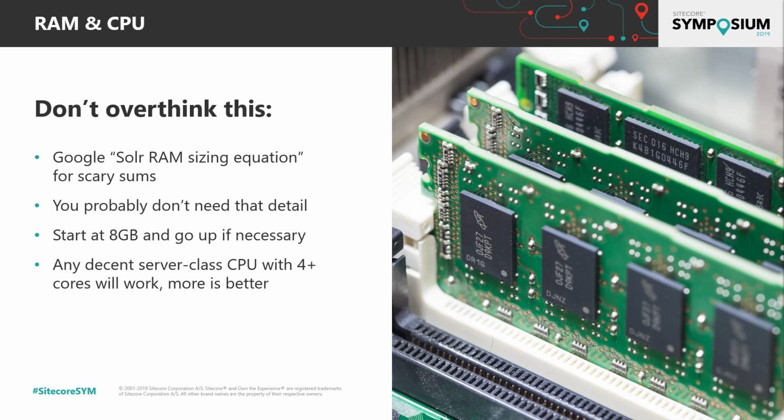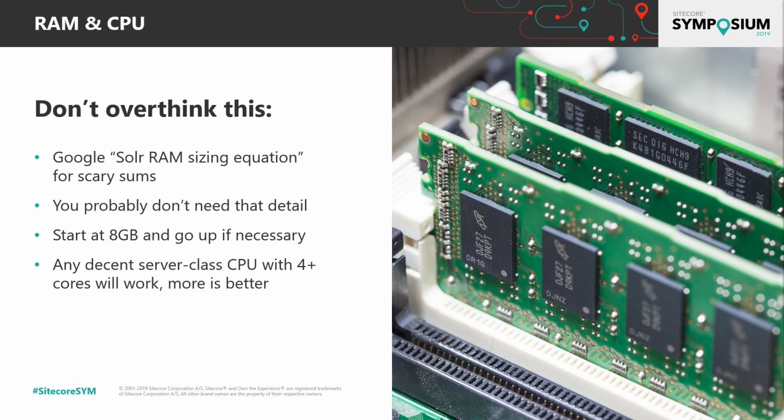Accurate RAM sizing is tricky, as it's dependent on complex factors. Google Solr RAM sizing equation for some scary sums, and, well, ignore them. To get started, think about fitting Windows, Solr and Zookeeper instead. I'd start a box for Sitecore Search at 8 GB of RAM and increase it if indexes are big or if the server does other stuff too. For CPUs, I'd start with an average quad-core server class processor and add cores if you find you need more performance.